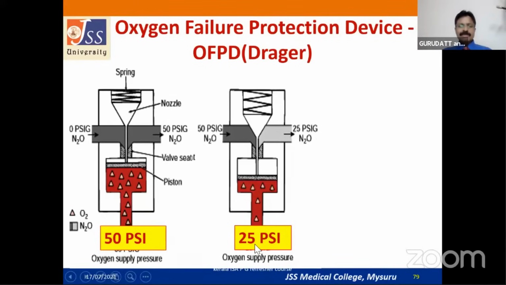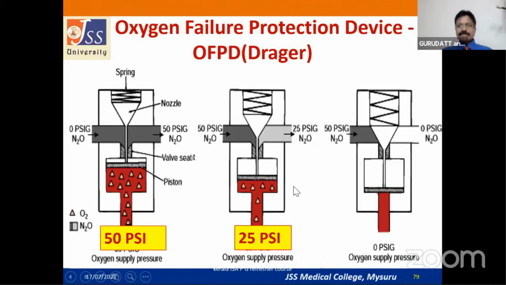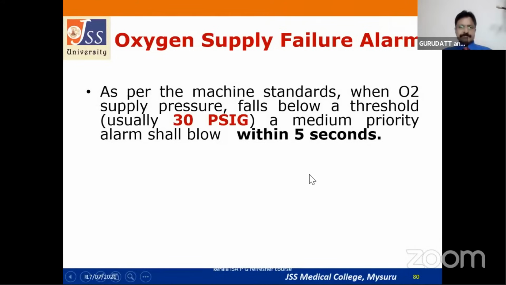That means here 25 of oxygen and 25 of nitrous oxide also. That means it proportionately decreases the output of nitrous oxide. That's why it is called an oxygen failure protection device. And once the pressure comes down to 10 psig, in this OFPD system also, the nozzle completely comes down and totally blocks the nitrous oxide flow. So that is the difference between the GE machines and the Traeger machines.